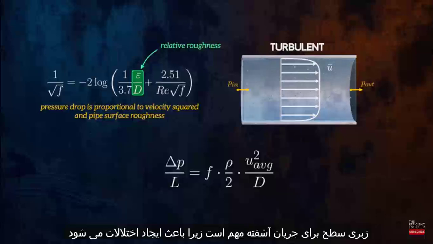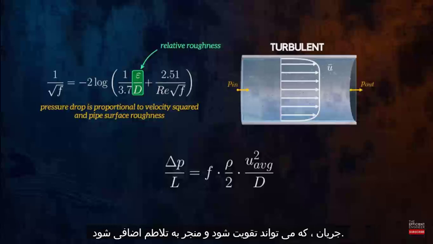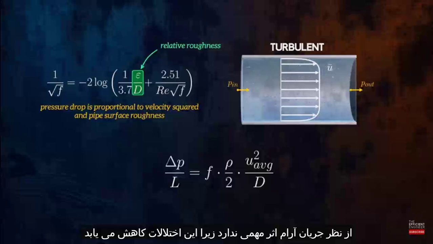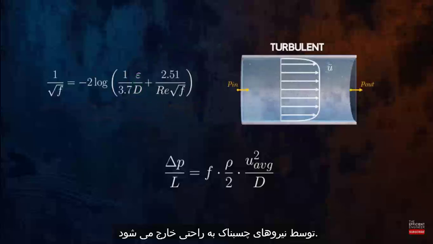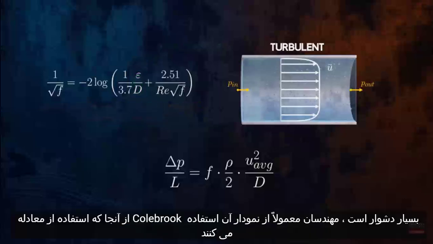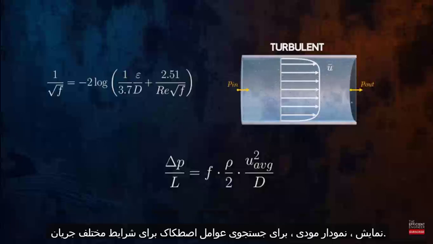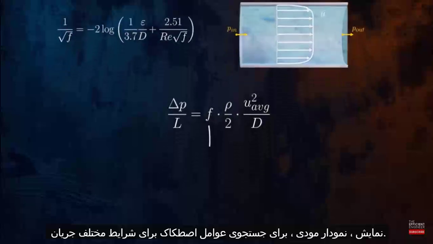Surface roughness is important for turbulent flow because it introduces disturbances into the flow, which can be amplified and result in additional turbulence. For laminar flow, it doesn't have a significant effect because these disturbances are dampened out more easily by the viscous forces. Since the Colebrook equation is so difficult to use, engineers usually use its graphical representation, the Moody diagram, to look up friction factors for different flow conditions.